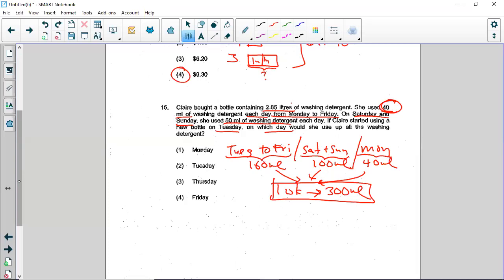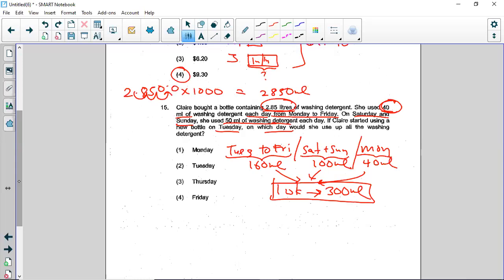Okay, you need to change the 2.85 liters to ml. So 2,850 ml. And how do you get that? You take 2.85 times 1,000. Okay, then shift the decimal point to the right. All these you must know how to shift. You times 1,000 to get how many ml. You shift 1, 2, and 3. So this one, make sure you know how to get how many ml.